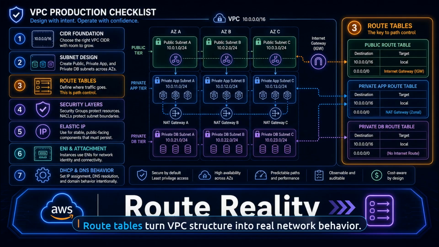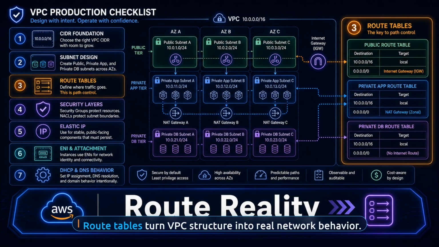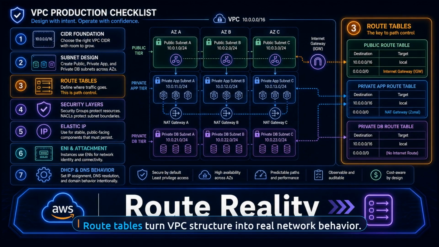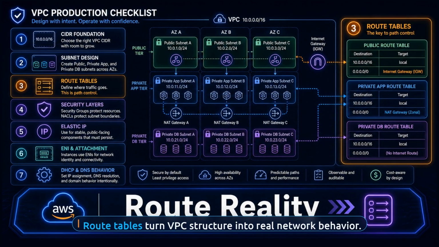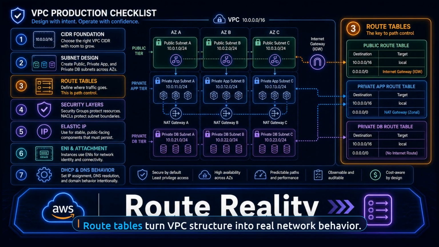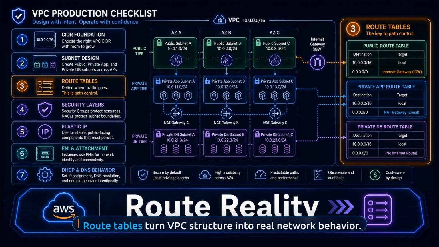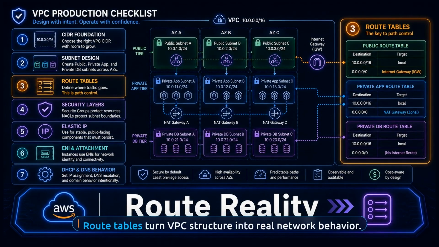Are security groups and NACLs being used deliberately instead of redundantly? Which components need elastic IPs, and which ones absolutely should not have them? Do ENIs and DHCP behavior support the runtime identity the workloads actually need? If those answers are clear, the VPC design is probably clear too.